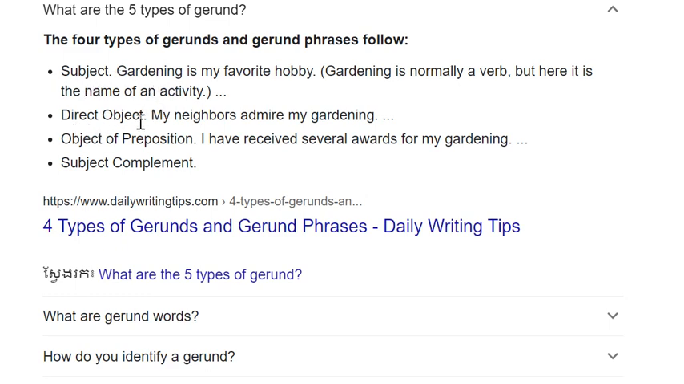For direct object, my neighbors admire my gardening. So gardening is direct object. The function is direct object, but it is the gerund. Object of preposition. I have received several awards for my gardening.